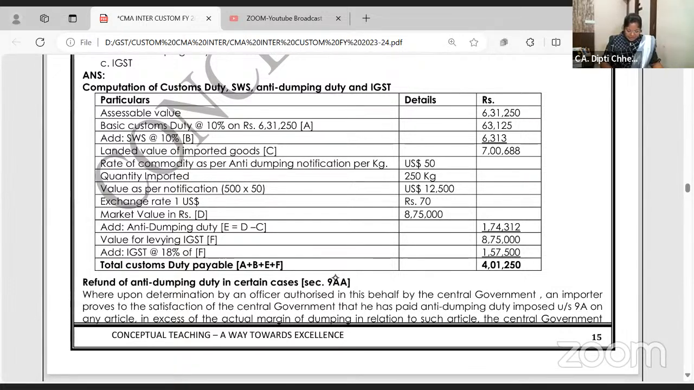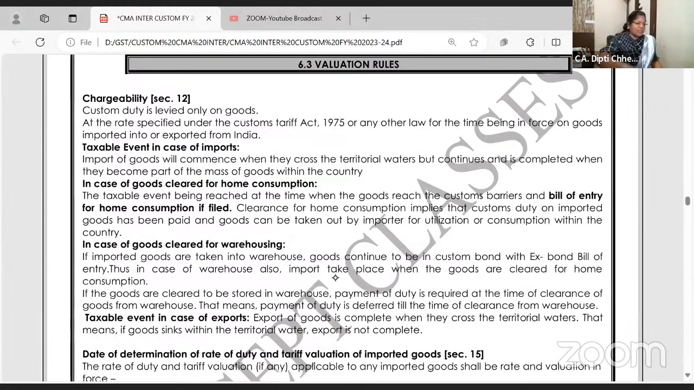Types of duties, till here we have done. Let us now start the valuation rules and the format which you have to use to solve the questions and answers. Anyone having any doubt until now? Ask. Just 2 minutes. Yes, this valuation rules we are starting.